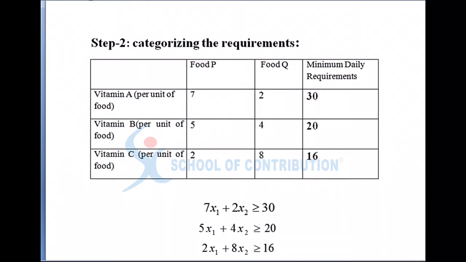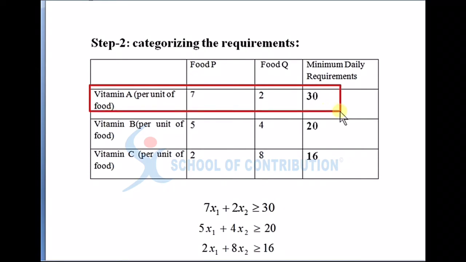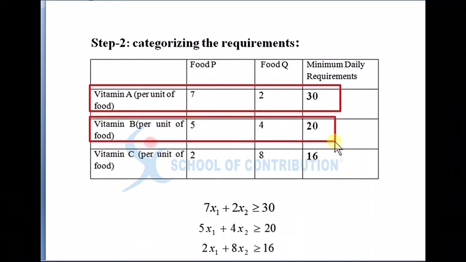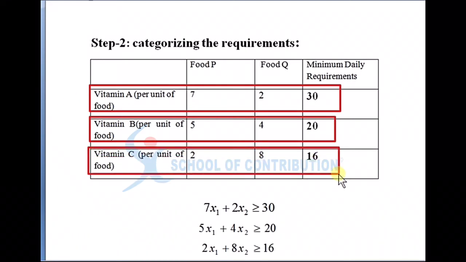এখন আমরা যদি হরিজন্টালি এই জিনিসটাকে অ্যাড করি তাহলে আমরা ইজিলি পেয়ে যাব যে আমাদের কতটুকু ভিটামিন এ দরকার ফ্রম ফুড P এন্ড Q, কতটুকু ভিটামিন বি দরকার ফ্রম ফুড P এন্ড Q, এন্ড কতটুকু ভিটামিন সি দরকার ফ্রম ফুড P এন্ড Q. So since food P provides 7 units of vitamin A and food Q 2 units of vitamin A, the total vitamin requirement is at least 30 units.